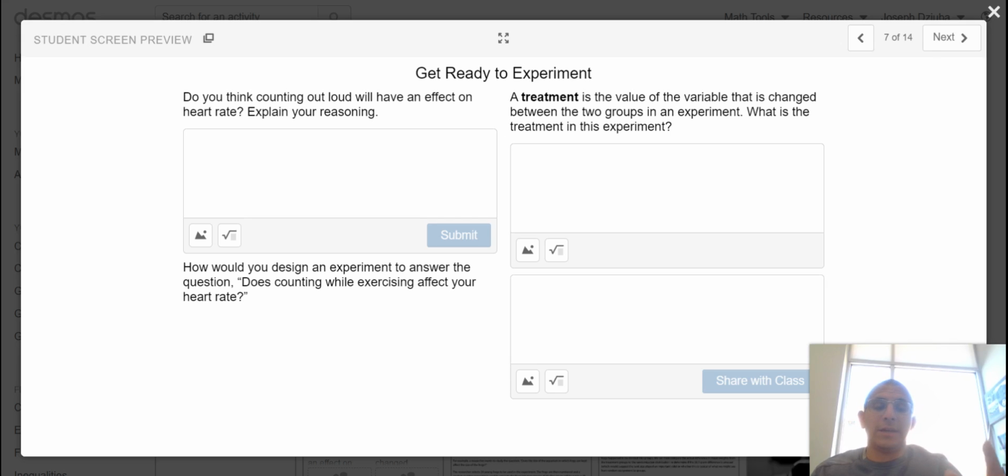And we're all speculating here, so we're kind of reestablishing ourselves and exploring. Do you think that counting out loud will have an effect on the heart rate? Why or why not? We define a treatment to be the value of the variable that is changed between the two groups in an experiment. What would be the treatment in this experiment? And how would you design an experiment to answer the question, does counting while exercising affect your heart rate?